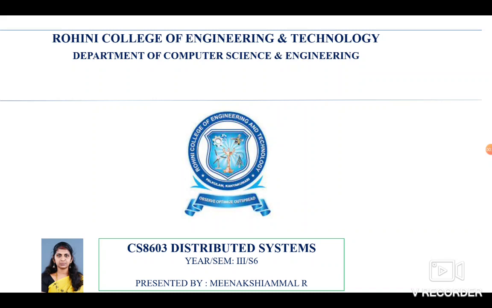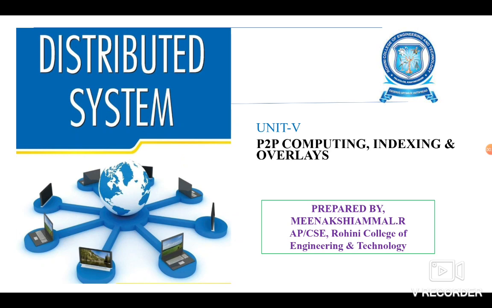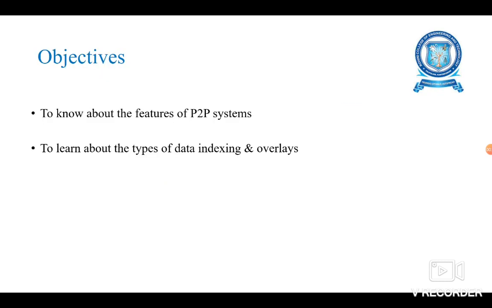Students, we are going to discuss some topics in Unit 5 in the course CS8603 Distributed Systems. And the topic today we are going to discuss is peer-to-peer computing, data indexing and overlays. The main objectives for this video presentation are to learn about the features of peer-to-peer system and to know about the types of data indexing and the types of overlays.